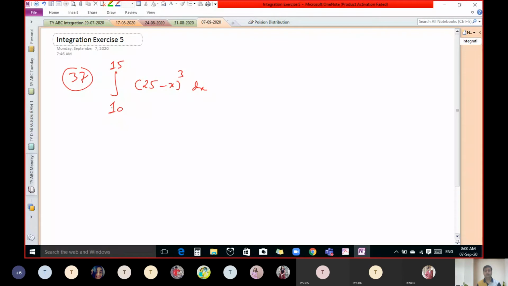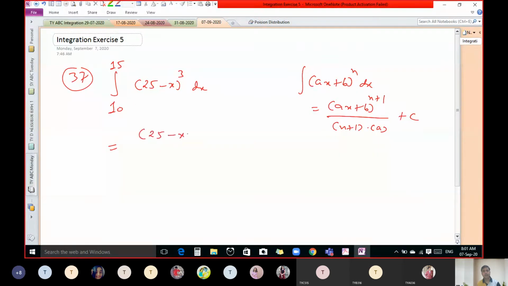Now, because 25 minus x is a linear function, first of all we have to use the integration of a linear function raised to any power. We know the answer of that. So here, (25 minus x) raised to 4 upon 4 into the coefficient of x. Here the coefficient of x is minus 1.